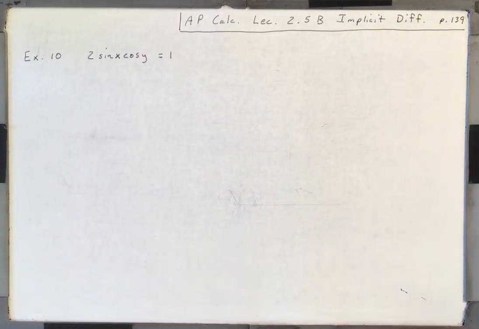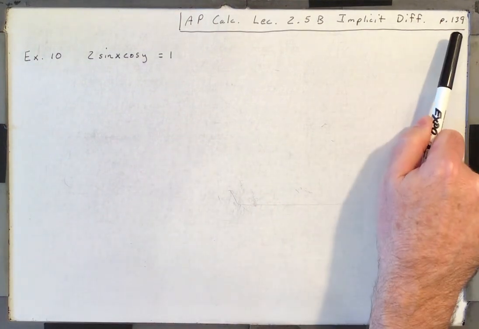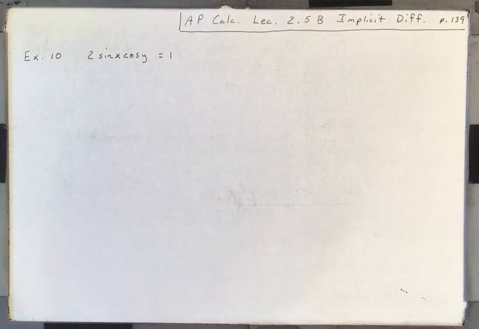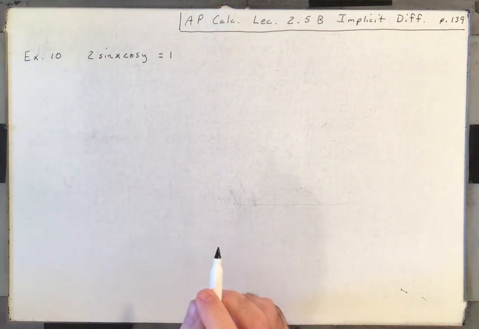Good day and welcome to AP Calculus Lecture 2.5b, where we continue on working implicit differentiation problems. I'm just going to work in this lecture 3 problems from the book, from page 139. So we'll start with number 10, where we're trying to find dy dx.